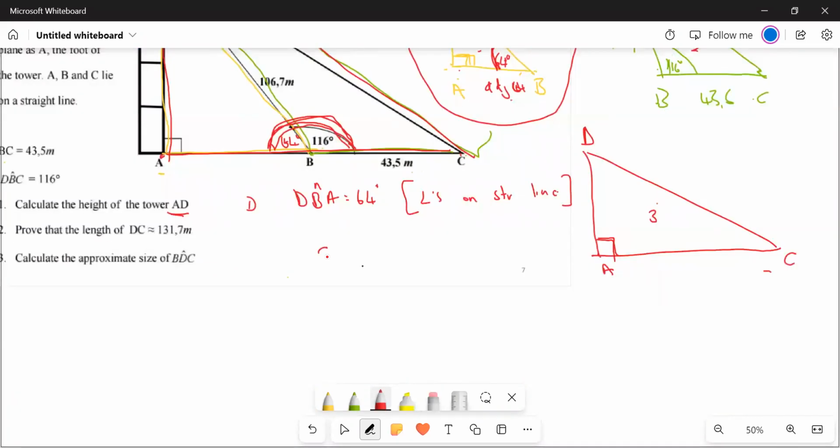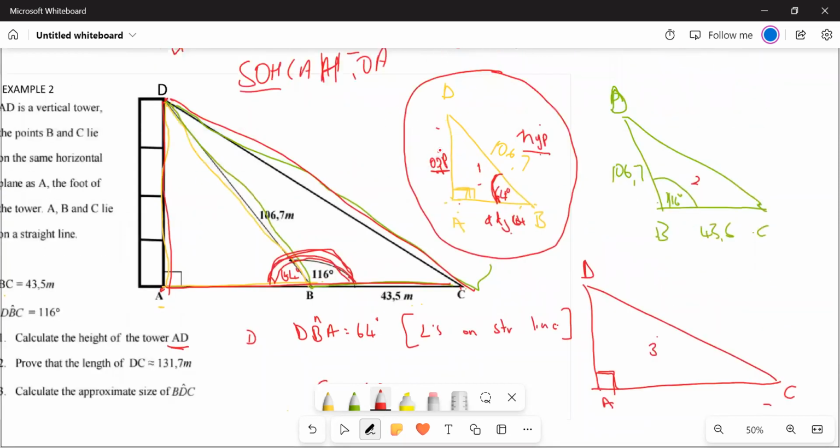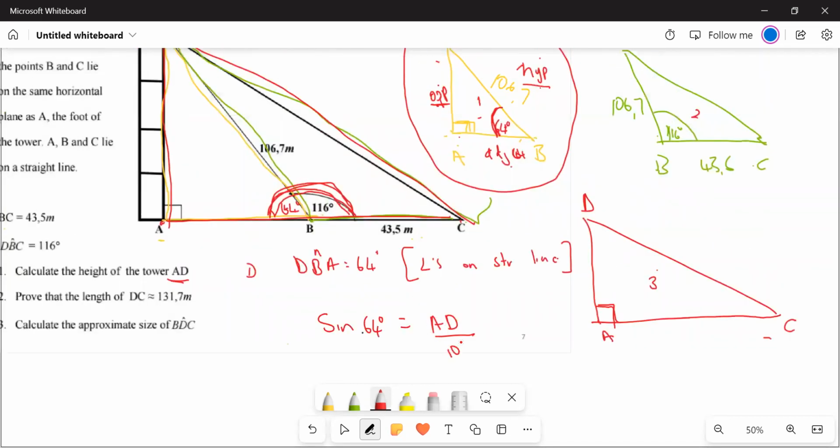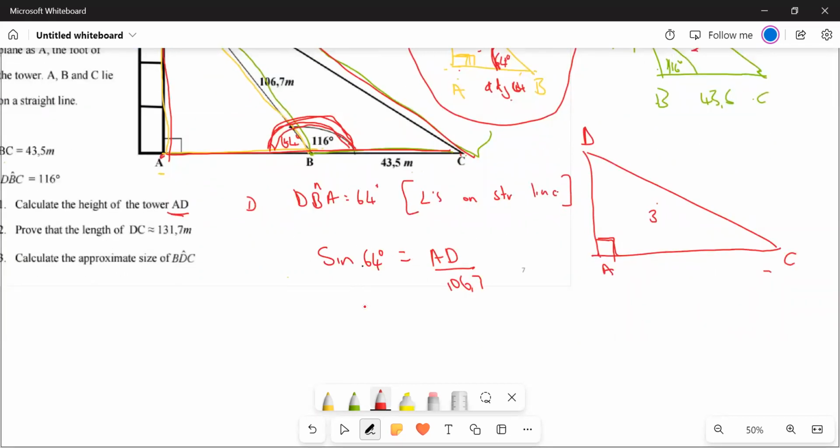Then sine of 64 degrees is going to be given as the opposite over the hypotenuse. What is opposite? It's AD. All over, what is the hypotenuse side? 106,7. We want to get AD again. Bapel, how would you get AD here? What are you going to do here? You're going to cross multiply. It says AD is going to be given by 106,7 multiplied by the sine of 64 degrees.